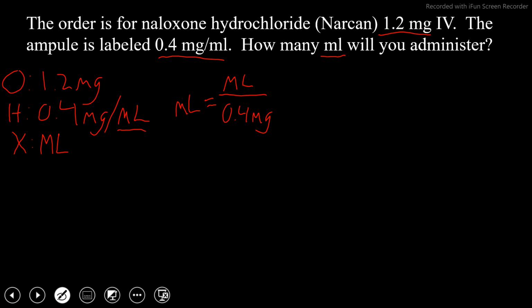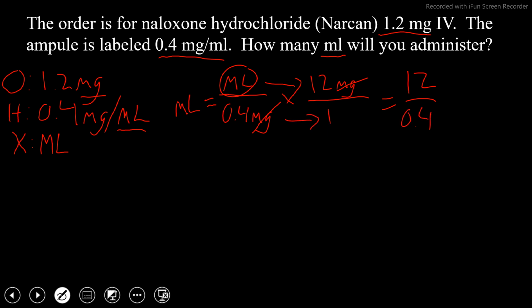Okay, we're going to want to get rid of that mg, so we're going to times it by mg up there, so 1.2 mg. Have our placeholder here. And now we can cross those out, and we're left with mL. So multiply across the top, that's going to be 1.2 over, multiply across the bottom, 0.4, which equals 3 mL. So we will be giving 3 mL.